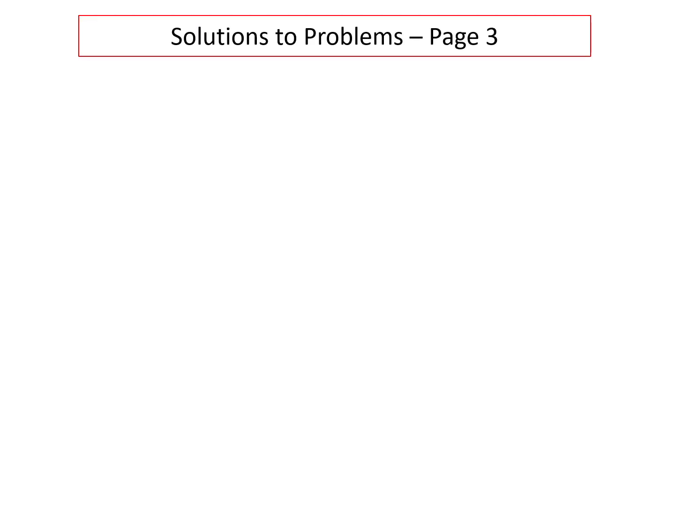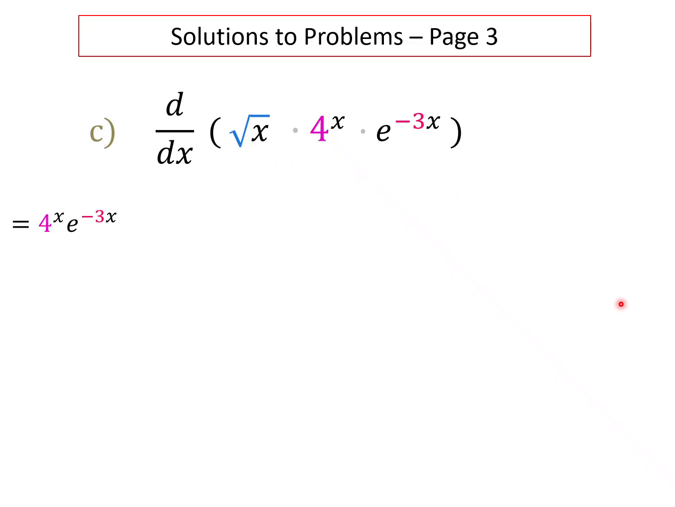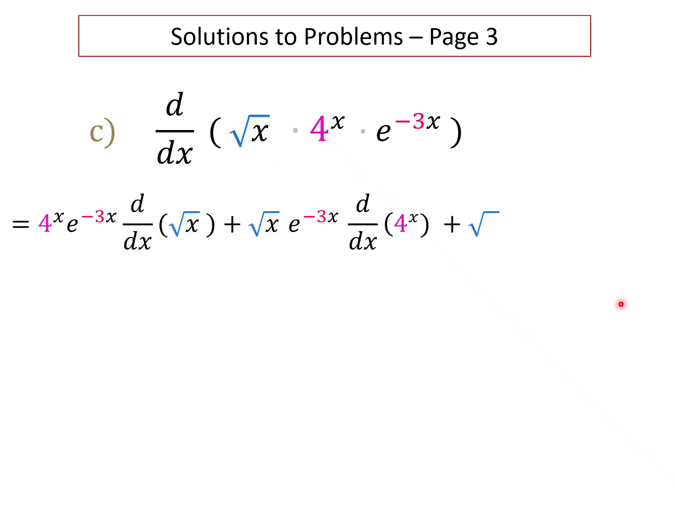Solution to problem number 3. Here three functions are root x, 4 to the power x, e to the power minus 3x. Root x needs some extra discussion here. Rest two are simple standard functions. So as usual, one at a time we will differentiate these functions.